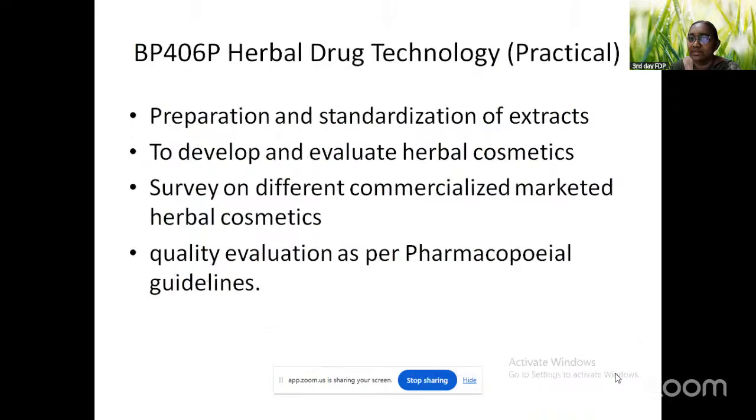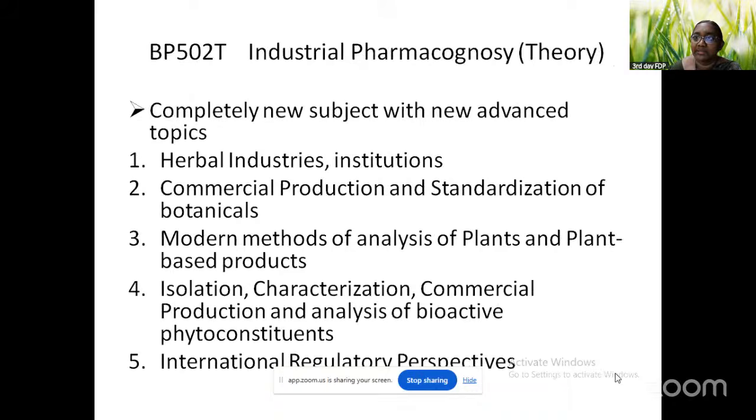So practicals: preparation and standardization of extracts and the evaluation of herbal cosmetics. So these are similar to the previous syllabus. The additional ones are the survey of commercial marketed herbal cosmetics and the evaluation as per the pharmacopoeial guidelines.